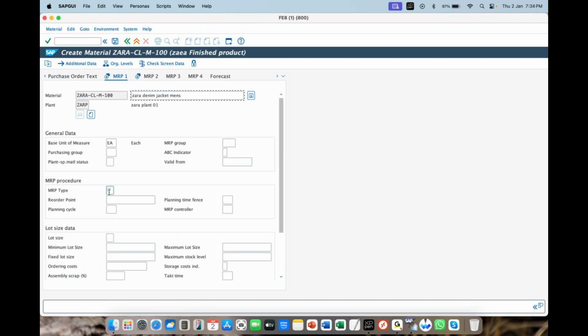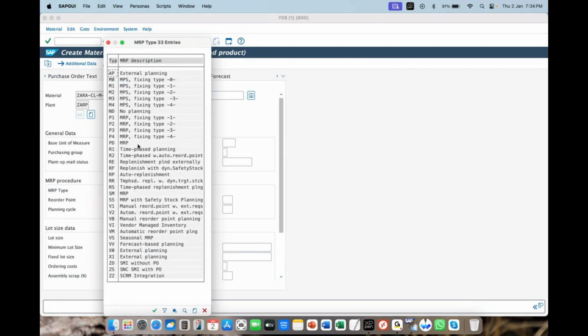Now here, material MRP, material requirement plan, not maximum retail price. MRP means material requirement plan. How is the availability to be triggered? When you click on this drop-down, you have so many options. Now here we have ND. Here we have PD.